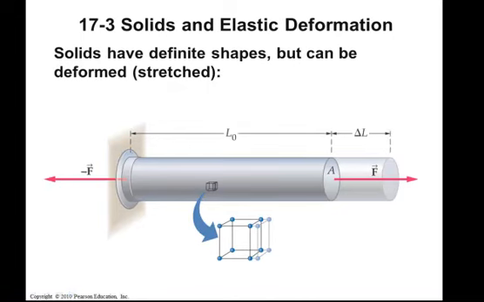Now we're going to look at stress and strain. Solids have definite shapes, but they can be stretched or deformed. So in this case, we can see we have individual molecules. If we had a certain length, we could extend that length if we applied a force, and this directly relates to elongation of springs and Hooke's law.